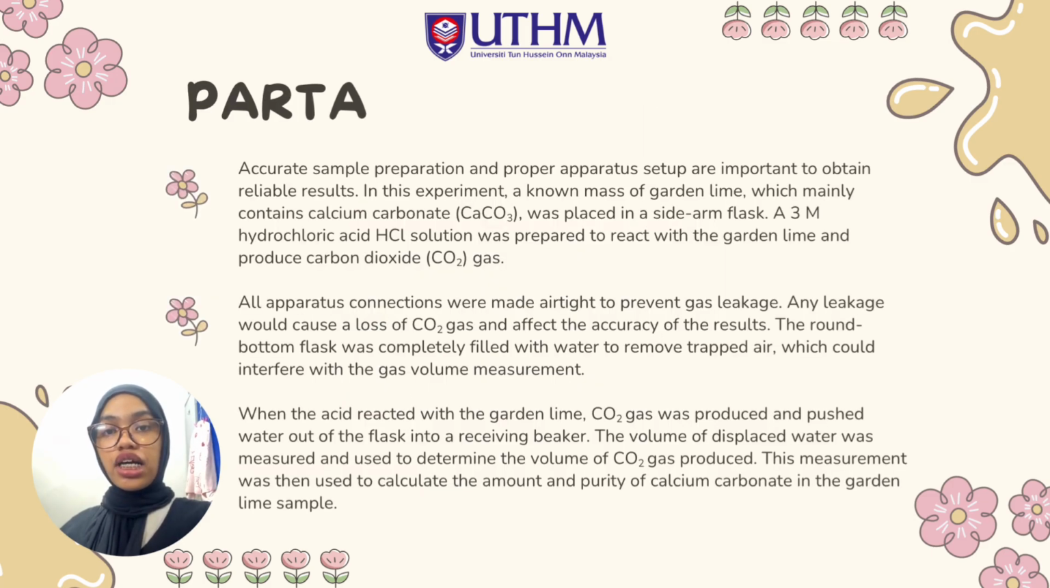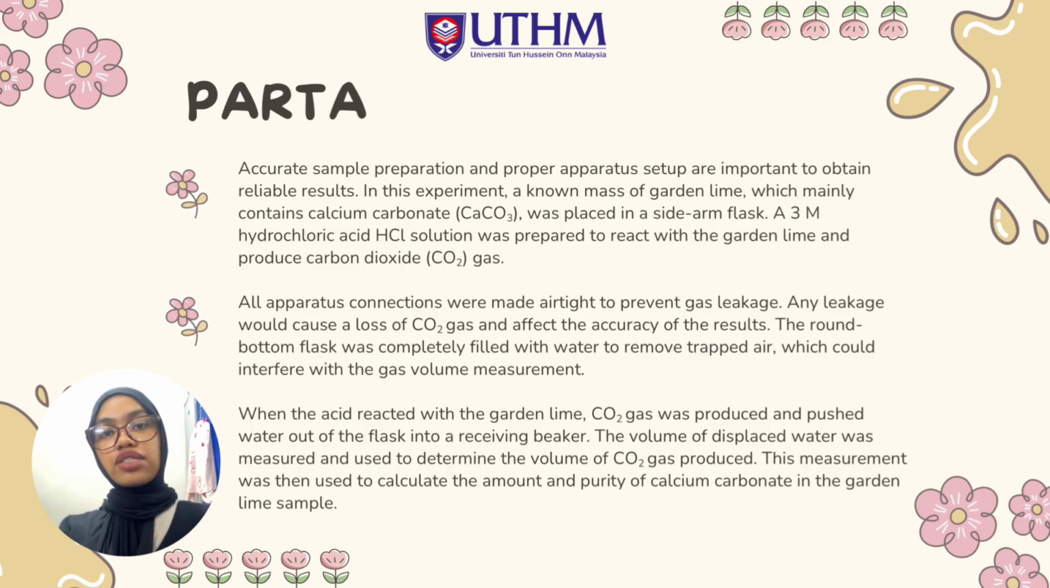For part A, accurate sample preparation and proper apparatus setup are important to obtain reliable results. In this experiment, a known mass of garden lime, which mainly contains calcium carbonate, CaCO3, was placed in the side arm flask. A 3 molar hydrochloric acid, HCl, solution was prepared to react with the garden lime and produce carbon dioxide, CO2, gas. Second, all apparatus connections were made airtight to prevent gas leakage. Any leakage would cause a loss of CO2 gas and affect the accuracy of the result.